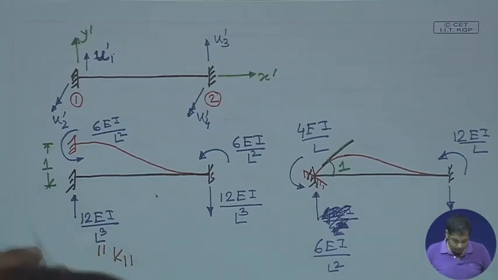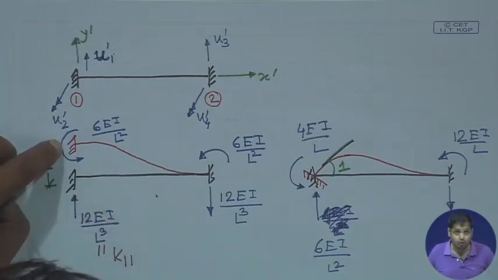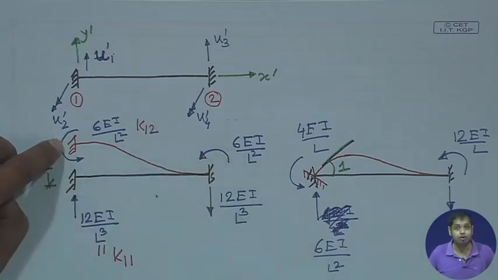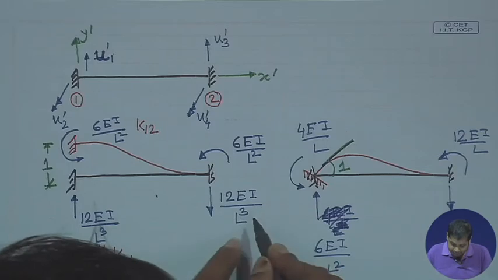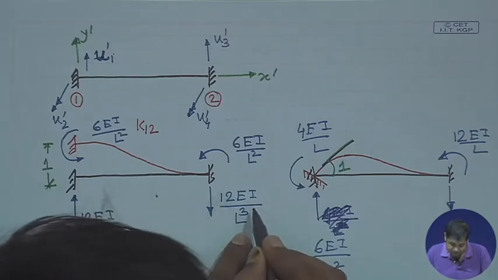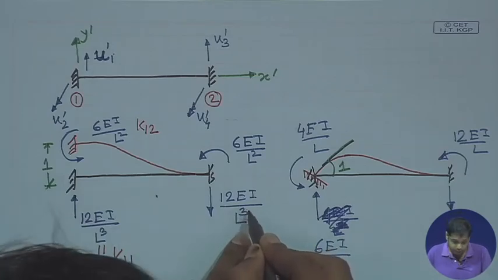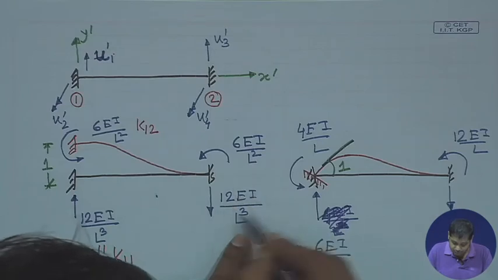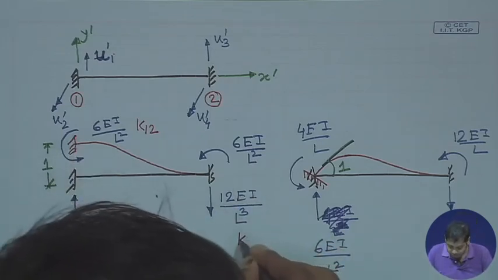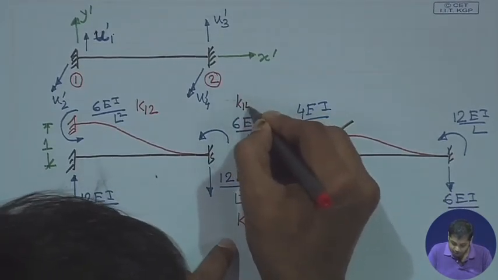Now, this is in the direction of degree of freedom 2, but due to degree of freedom 1. So, this will be K12, and then similarly this is in the direction of degree of freedom 3, but due to degree of freedom 1, because this force is caused due to the translation U1'. So, this will be K13, and similarly this will be K14.